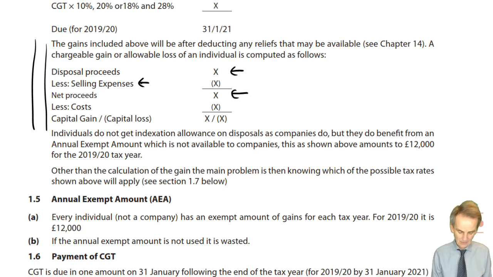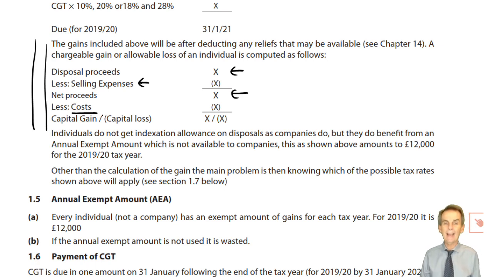We then deduct, as we say here, costs. Now clearly there will be an original allowable cost when first you bought that particular asset. And in most circumstances, that's the only cost that you will have incurred. But sometimes with assets, you will go on and incur what we'll call enhancement expenditure. You have enhanced the value of that asset.